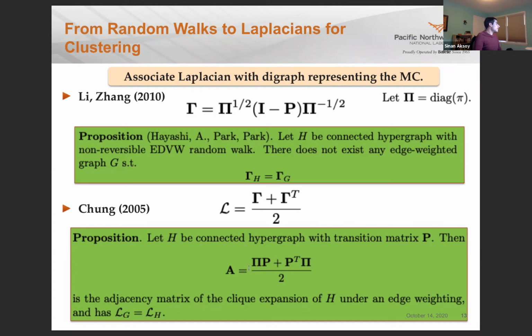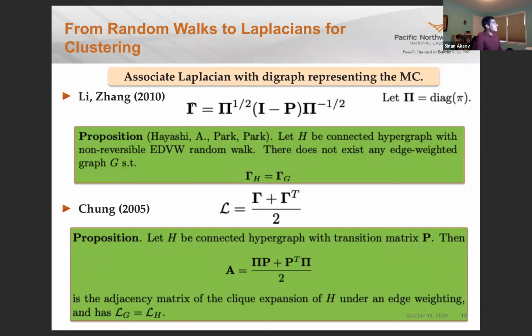So we look at a number of matrices. First, we actually looked at this matrix from Li and Zhang, which I didn't mention from before. So we were able to prove that for this matrix, if you have a connected hypergraph with one of these edge-dependent vertex-weighted random walks that's non-reversible, then there doesn't exist any edge weighting of a graph, such that when you apply this Laplacian to that edge-weighted graph, you get the same thing as you get for the hypergraph. So in that sense, this matrix escapes this collapsing to the Clique expansion, so to speak.